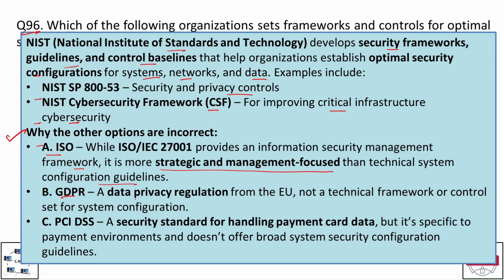Option B, GDPR, which is a data privacy regulation from the EU, is not a technical framework or control set for system configuration. And option C, PCI DSS, which is a security standard for handling payment card data, but is specific to the payment environment and does not offer broad system security configuration guidelines.